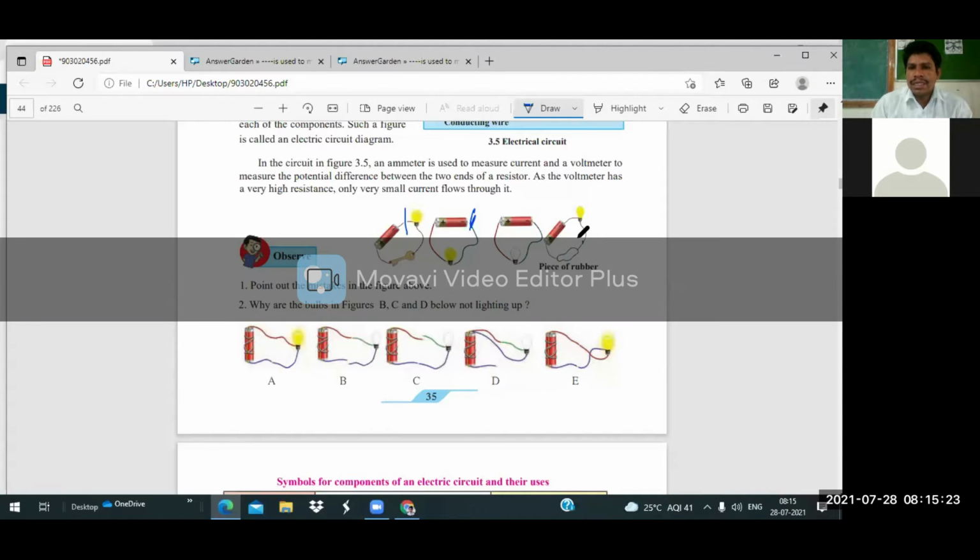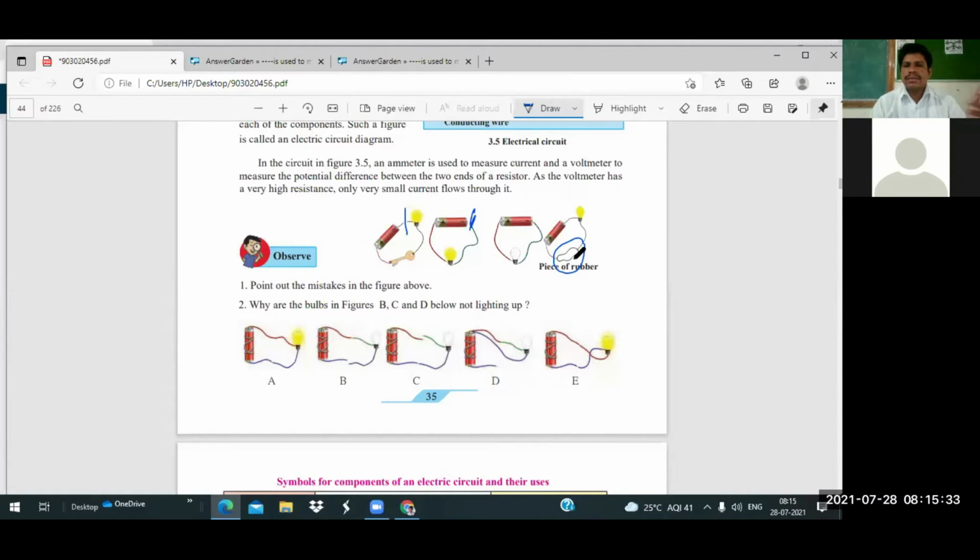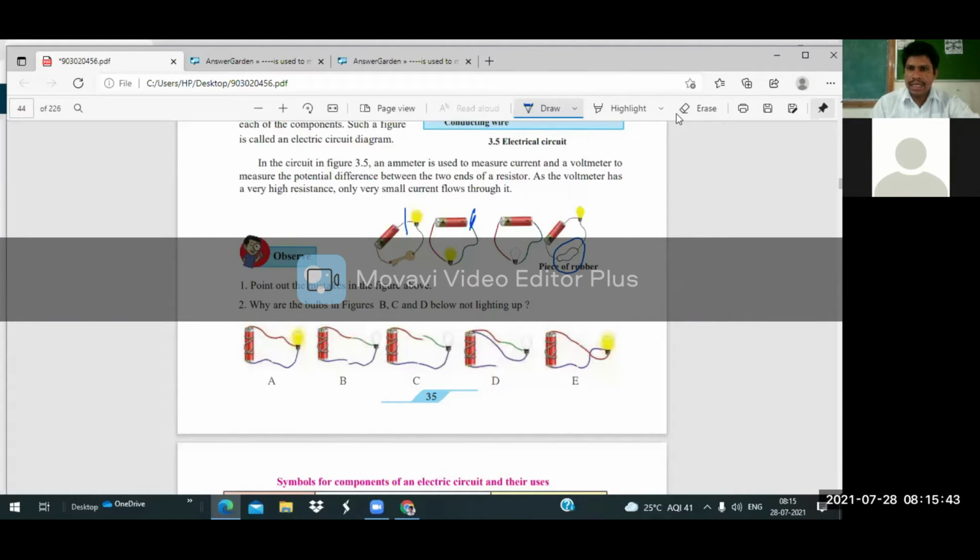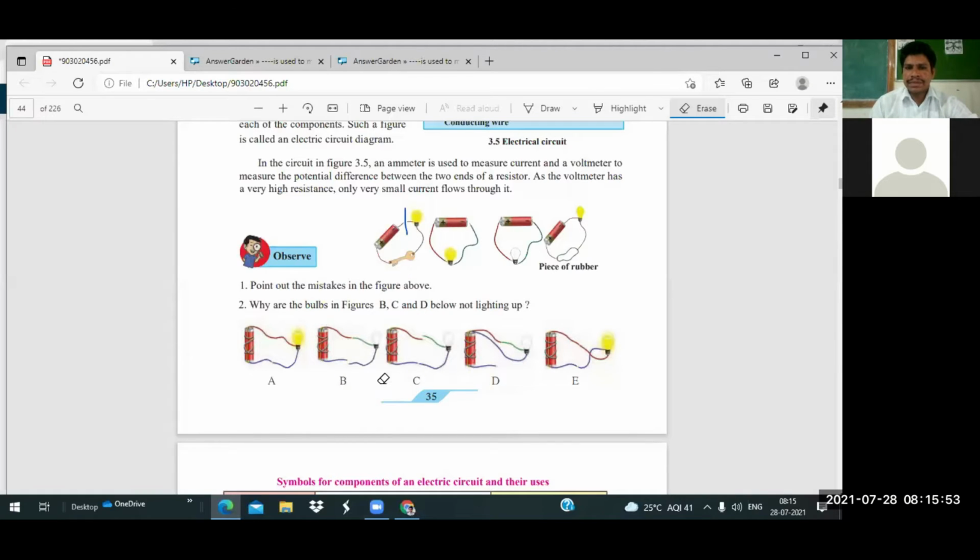And in this, you see a piece of rubber is attached, and we know very well rubber is a bad conductor of heat and electricity, or we can say it is a bad conductor as well as an insulator. So due to that reason, all these four figures have some mistakes. Now we have to look at figures A, B, C, D, E, and from these we will get some observations. So the first figure, if you observe, what do you get? Can you tell me?